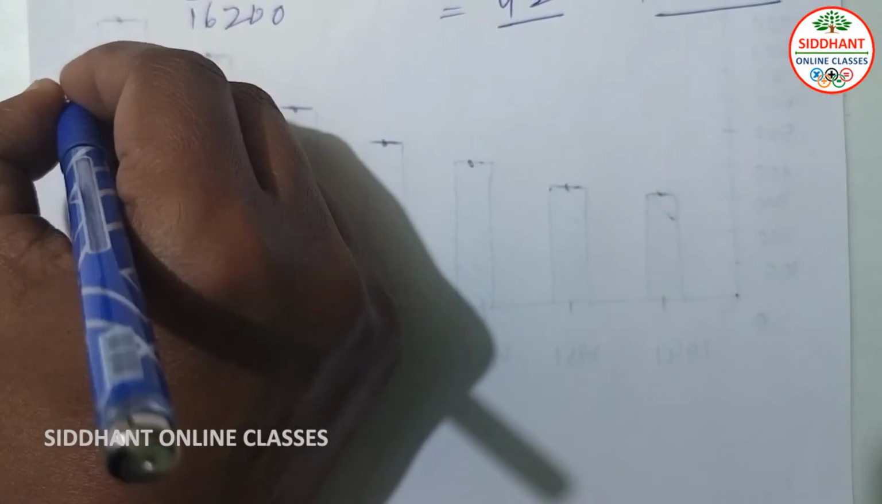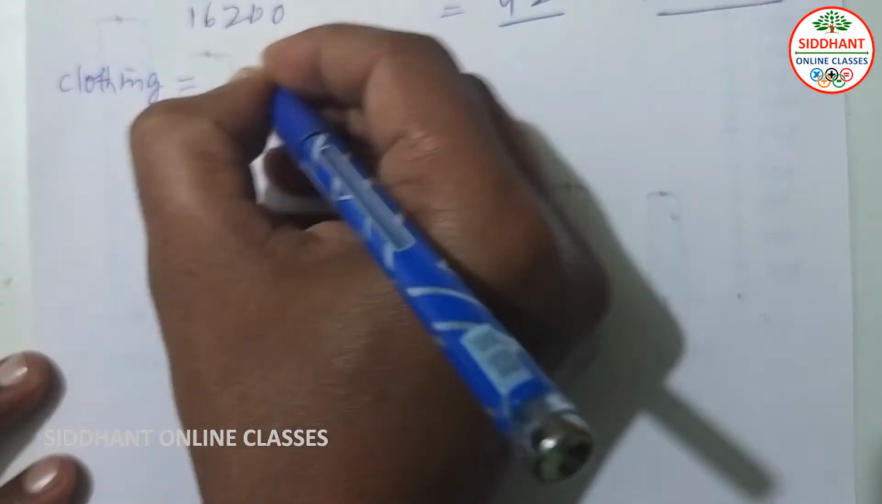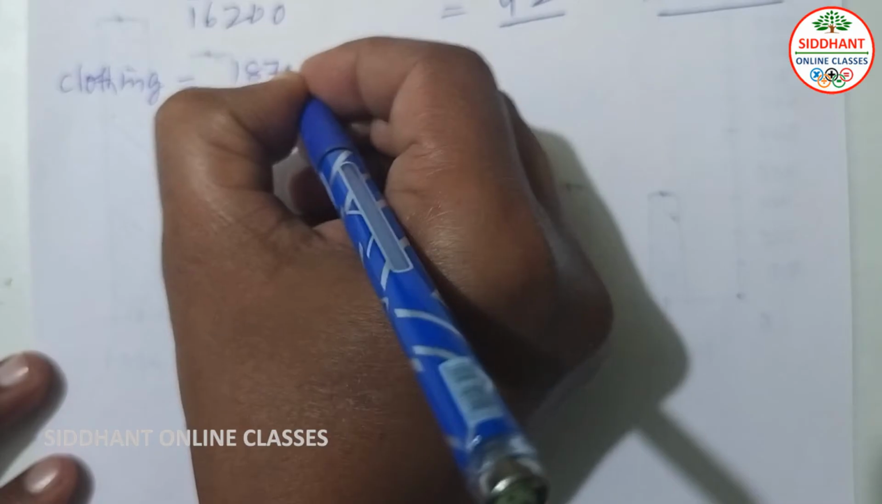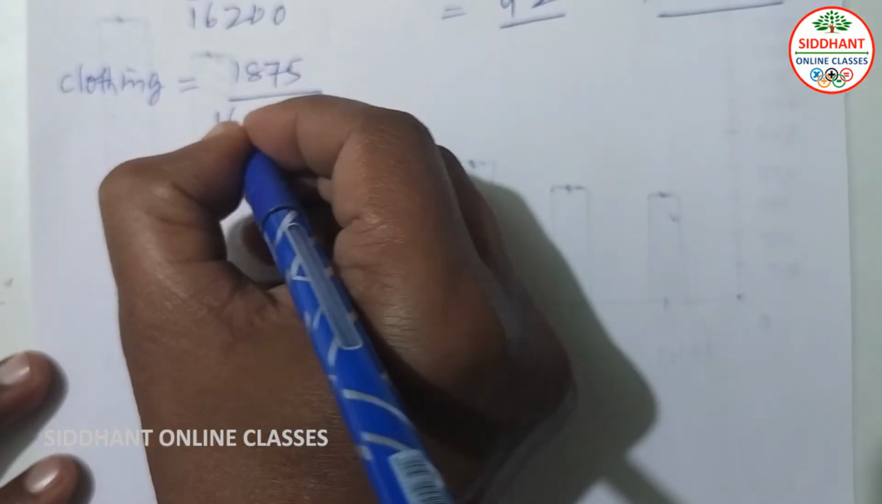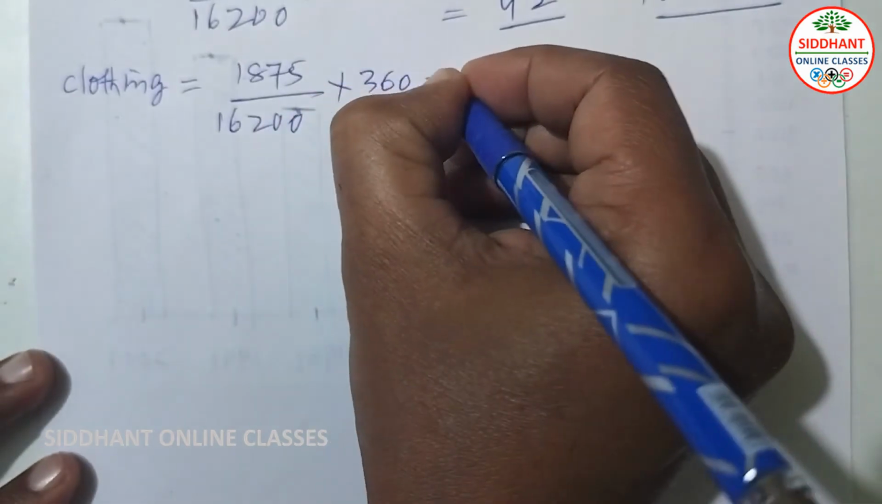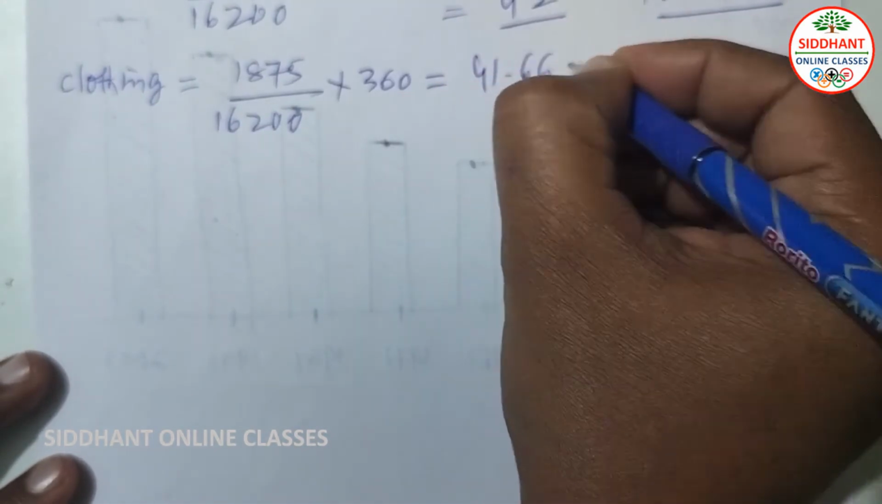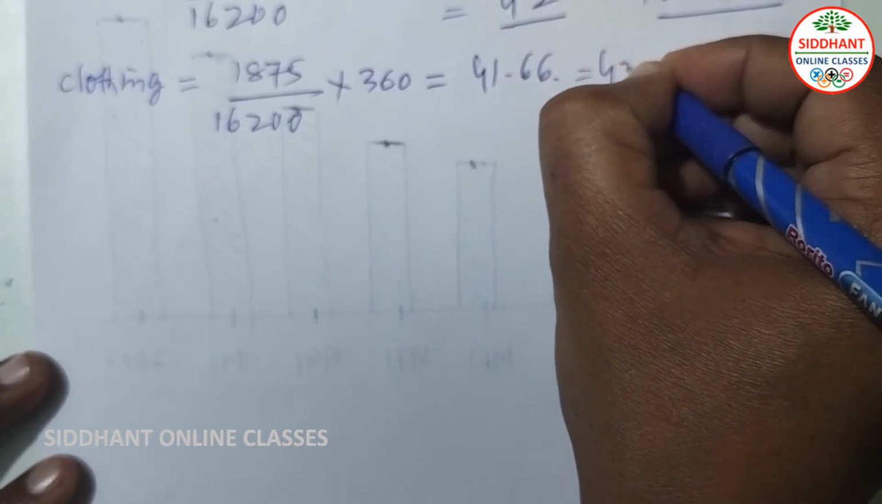Next we are going to see clothing here. That will be 1875 by 16,200 into 360. So that will be 41.66. So the round figure will be 42.